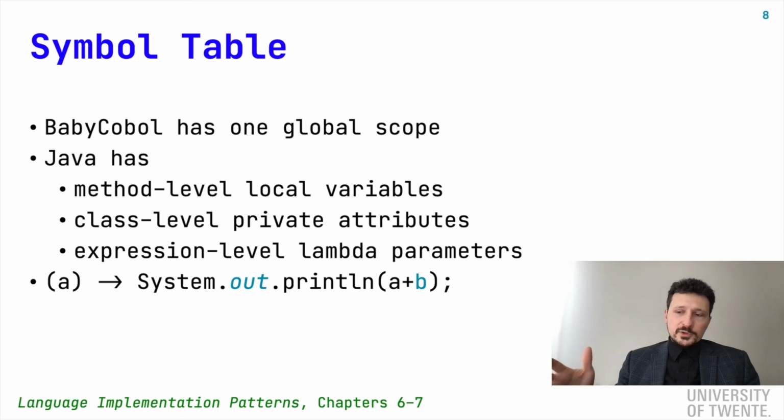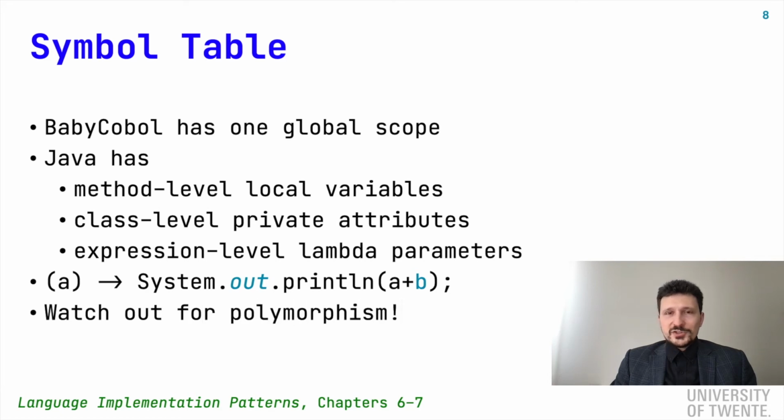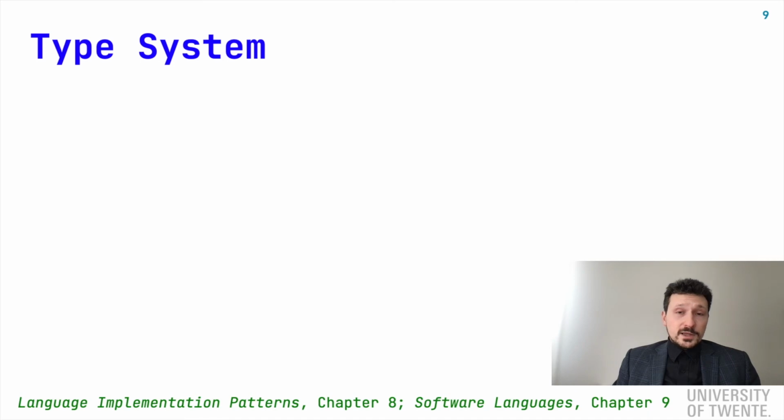And for the symbol table, you've seen that it's useful even in such a simplistic scenario, but in the case where you have nested scopes and a stack of scopes and whatnot, then it will be even more useful. And just watch out for polymorphism. So don't trust the name, right? Different things can have the same name, and you still want to distinguish between those while you are processing the language.